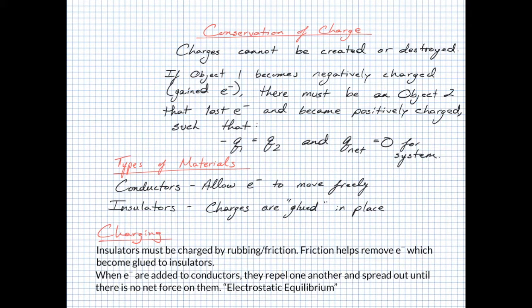When electrons are added to conductors, they repel one another and they will spread out until there is no net force on them. This is known as electrostatic equilibrium. An isolated conductor in electrostatic equilibrium has all of its excess electrons located on its surface. That's an important idea, especially when we start talking about electric fields and things like that.